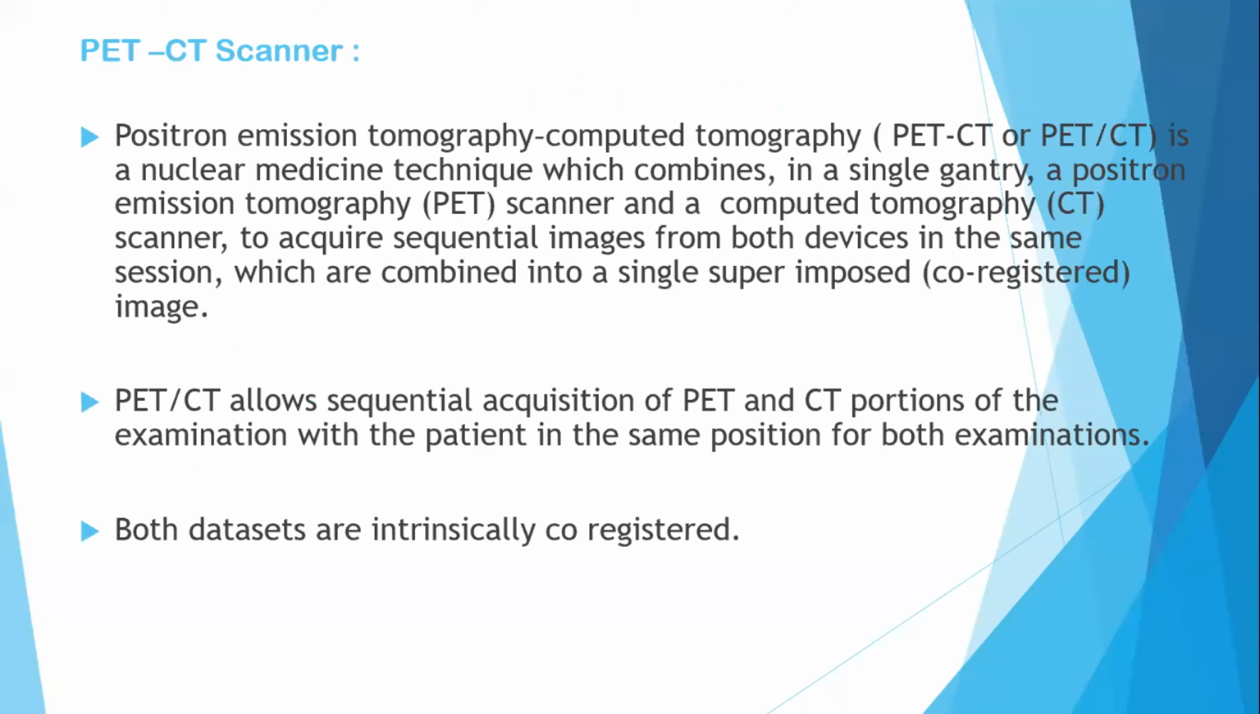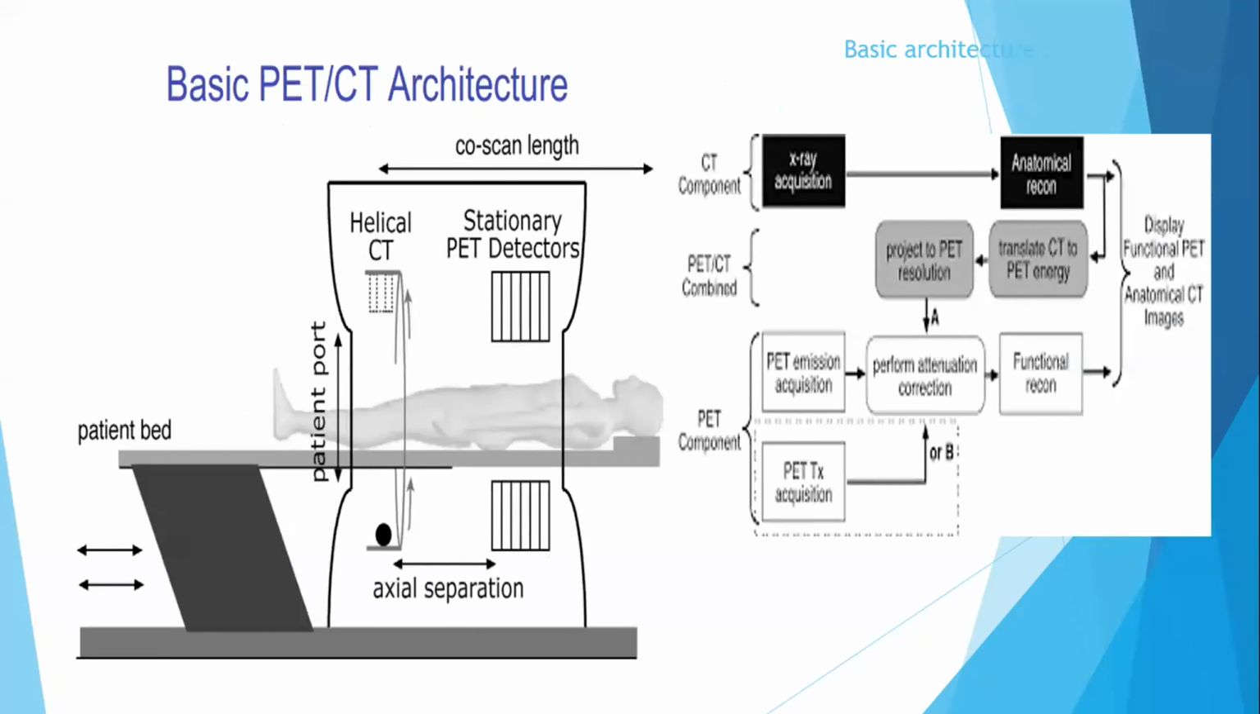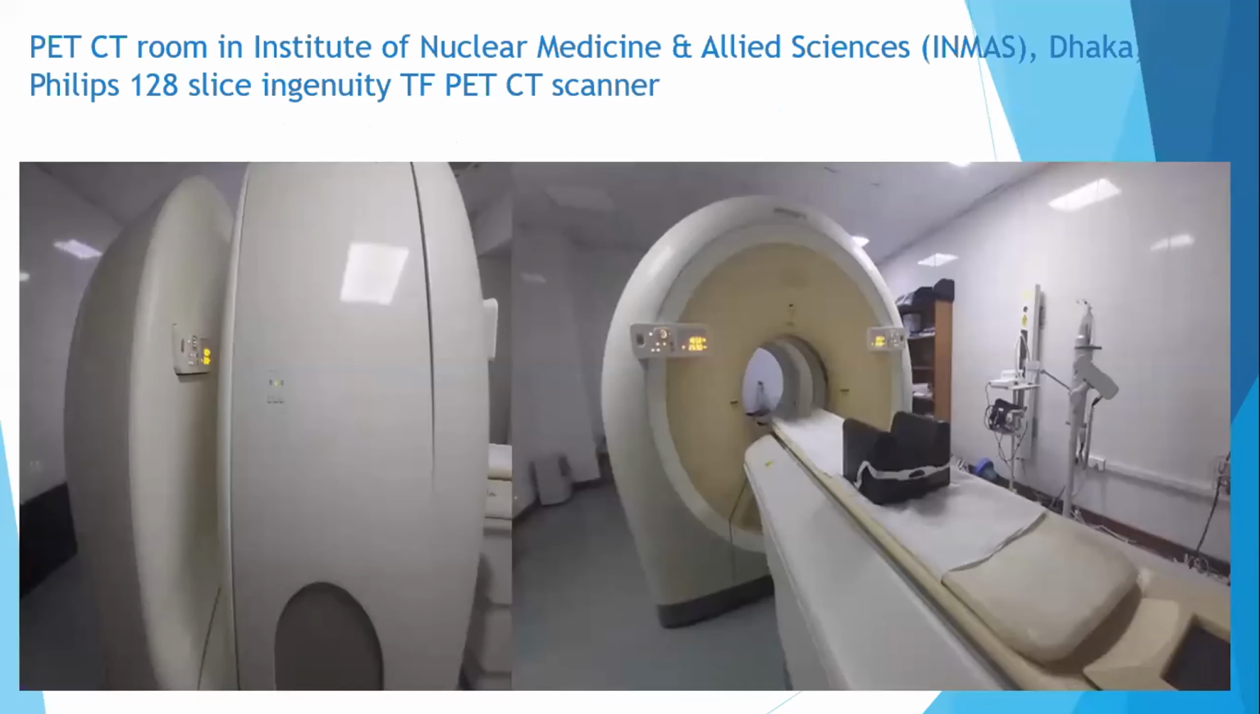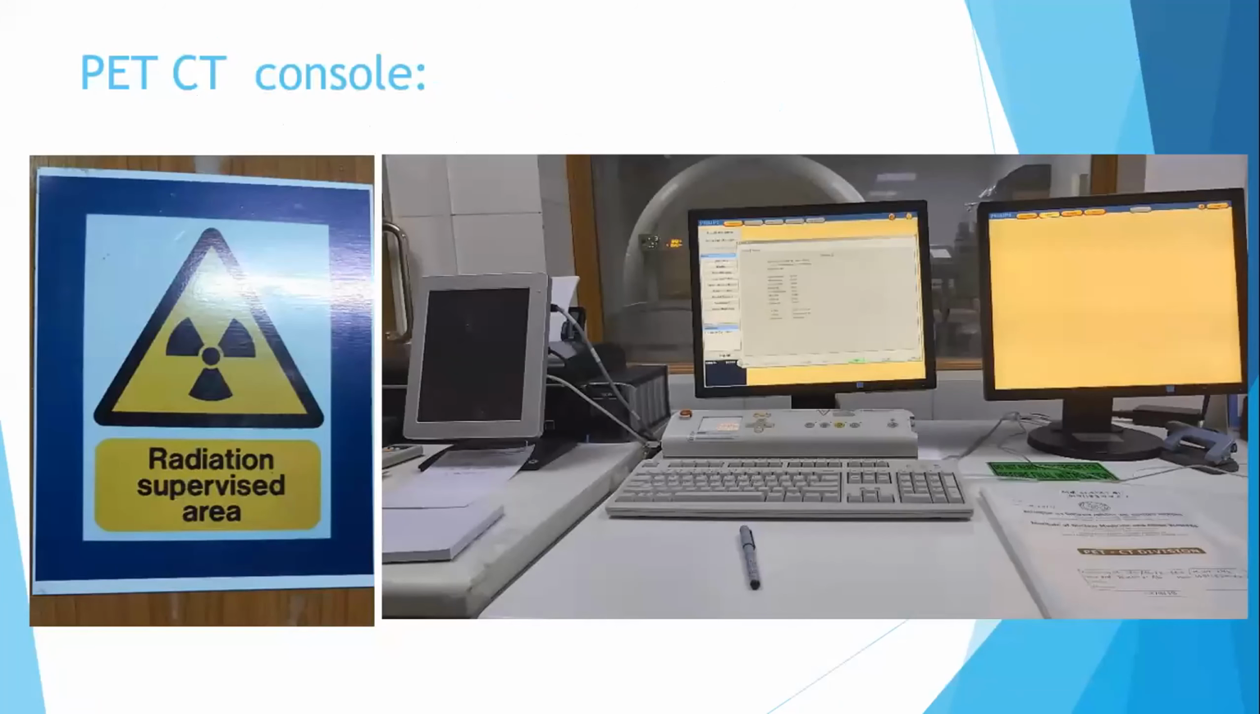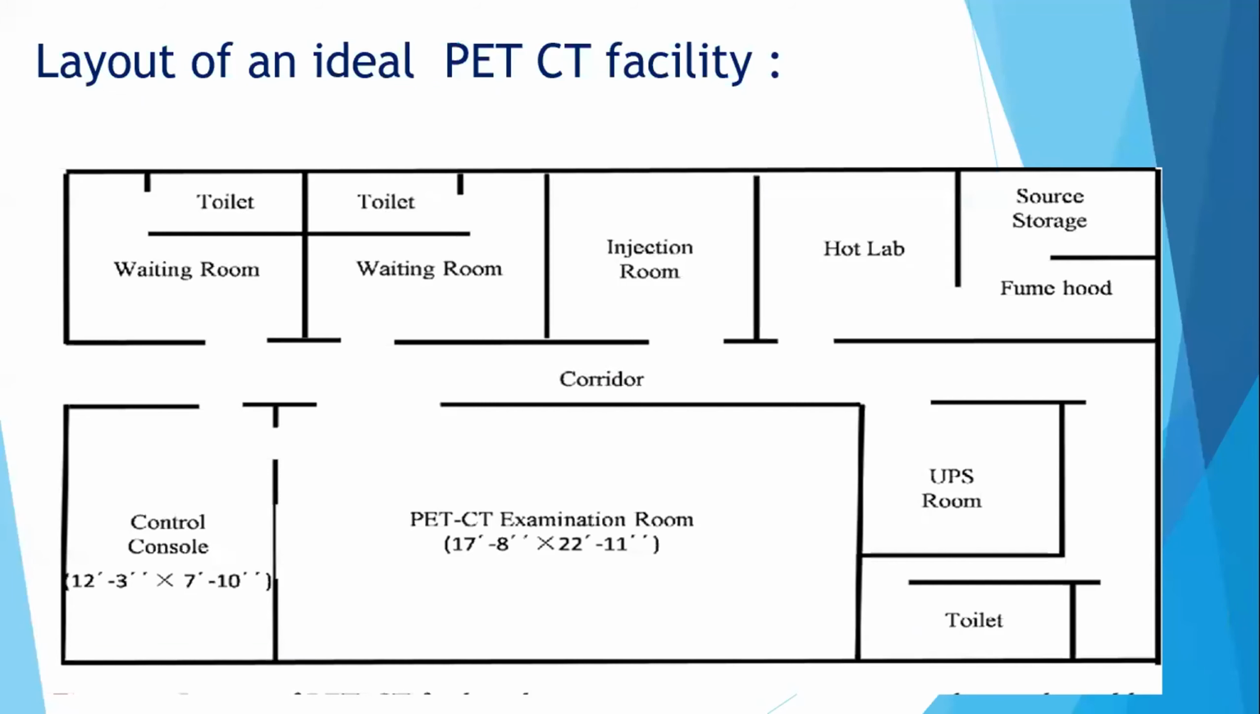In a PET CT gantry, both PET and CT scanners are combined to acquire sequential images from both devices in the same session, and both the datasets are intrinsically co-registered. This is the basic PET CT architecture. And this is our Philips 128 Ingenuity TOF PET CT scanner. Due to incorporation of the TOF, its radiation burden is less and scan time is also minimized. This is the PET CT console, and this is the ideal layout of a PET CT facility.